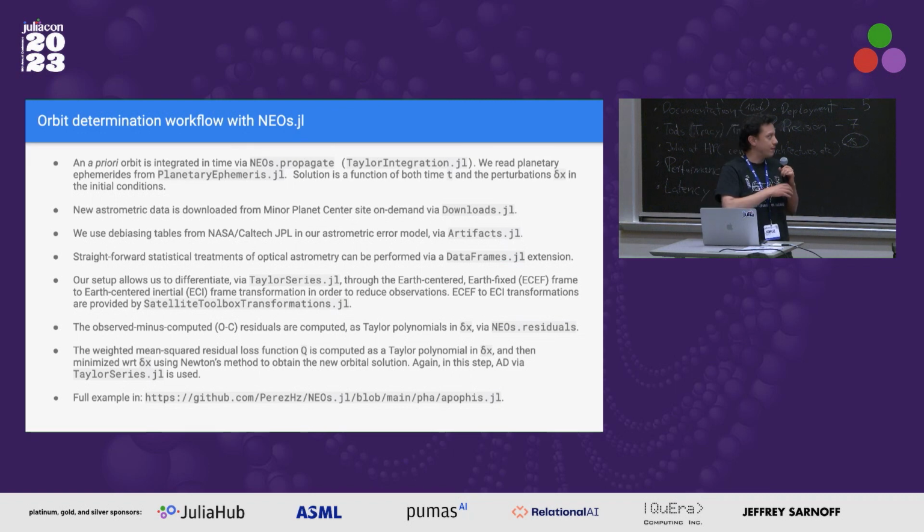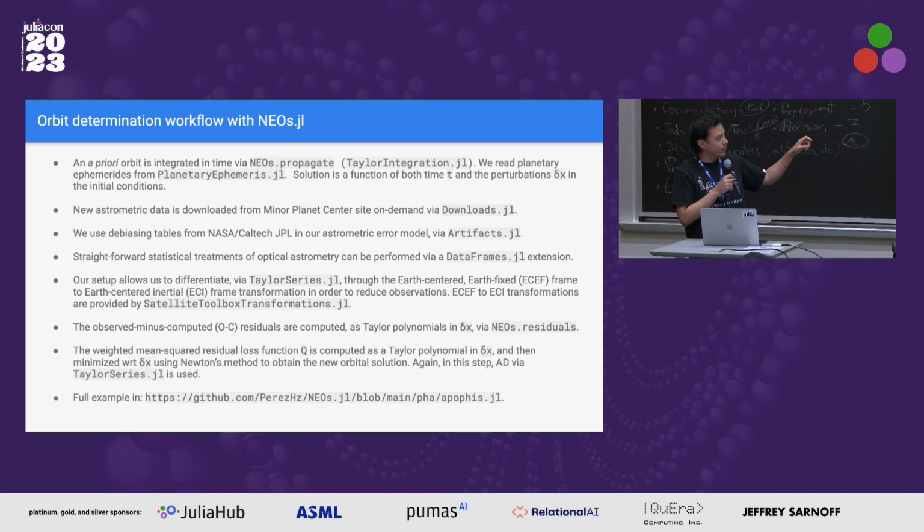What I want to say here is that, using several packages from throughout the Julia ecosystem, we have been able to ingest into our NEOs.jl all the information that we need and do all the statistical treatments that we have to do on optical astrometry, for example, and also do all these transformations between the different frames that we can define with respect to the Earth. For that, we use in particular SatelliteToolbox transformations.